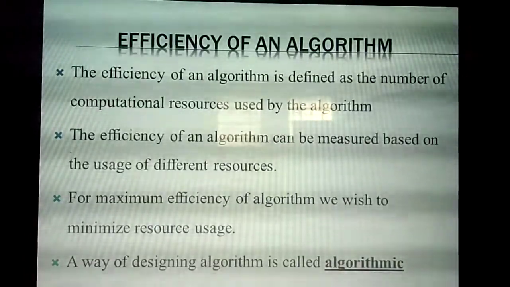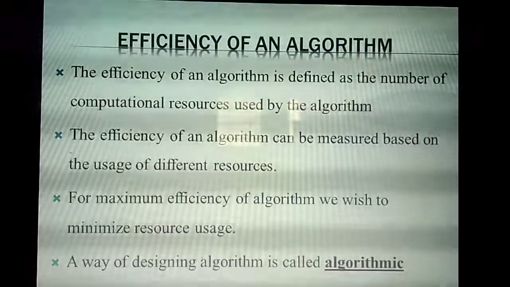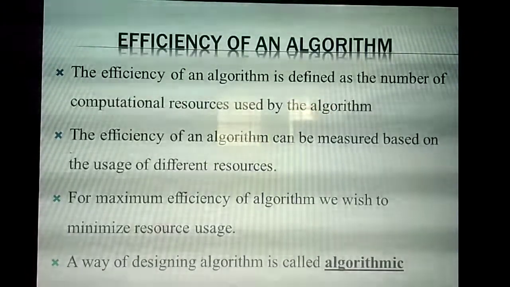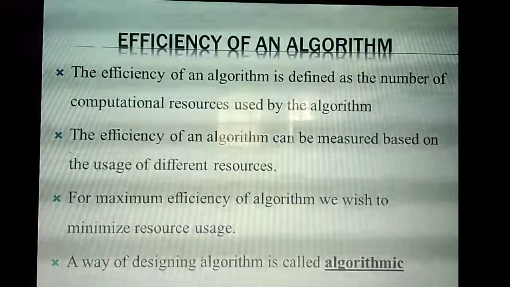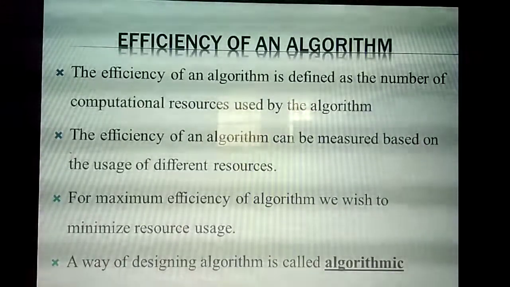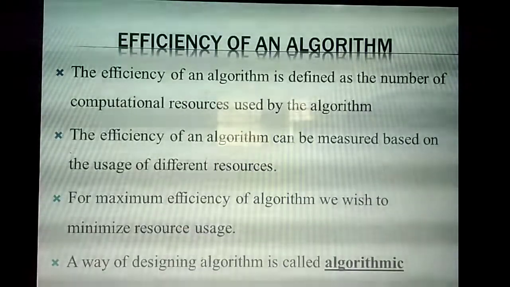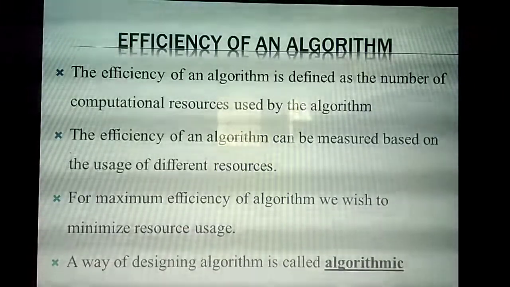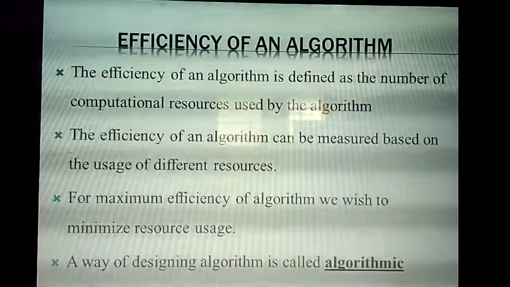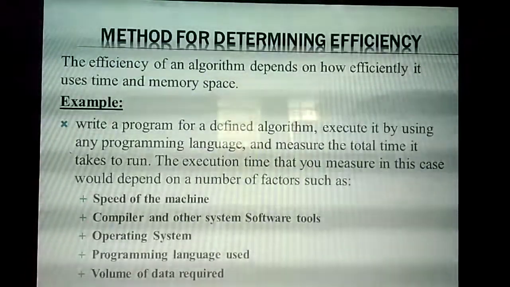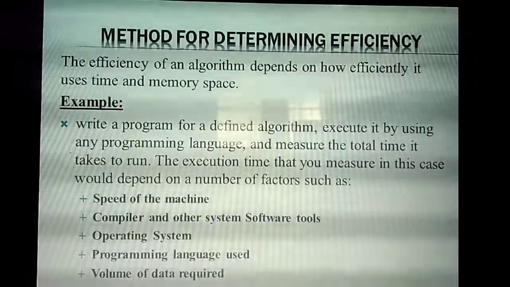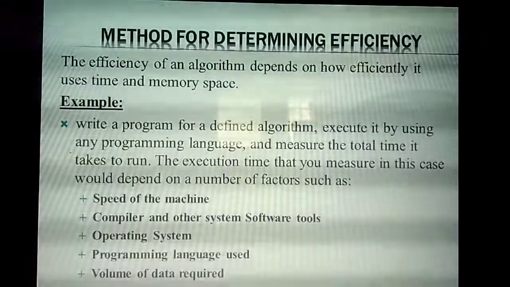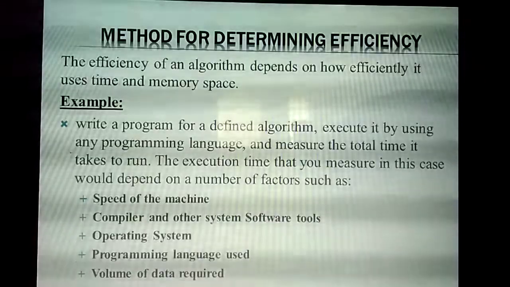So in this slide we have discussed the efficiency of an algorithm. Efficiency depends on how much resource you are using and on the use of different resources. So to get maximum efficiency, you need to minimize the resource usage. Understand? Next, in the last slide we studied these are the things an algorithm needs to satisfy if it is efficient.